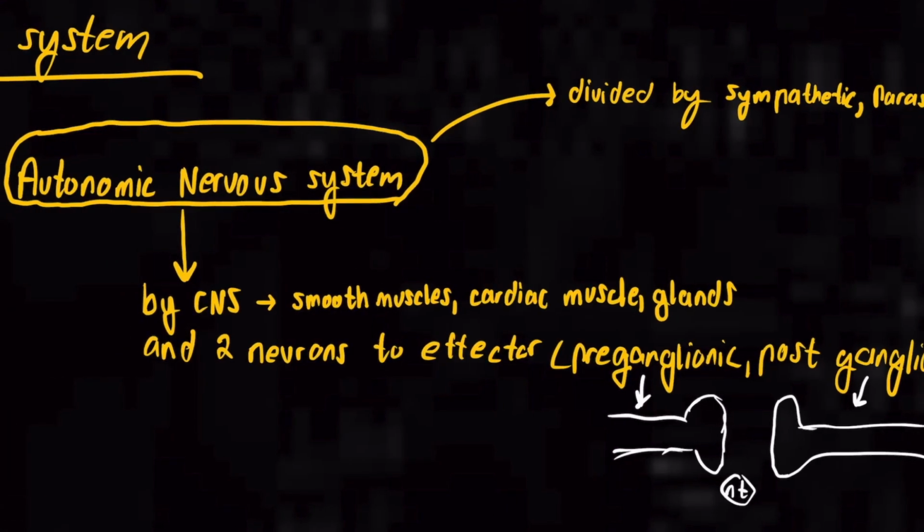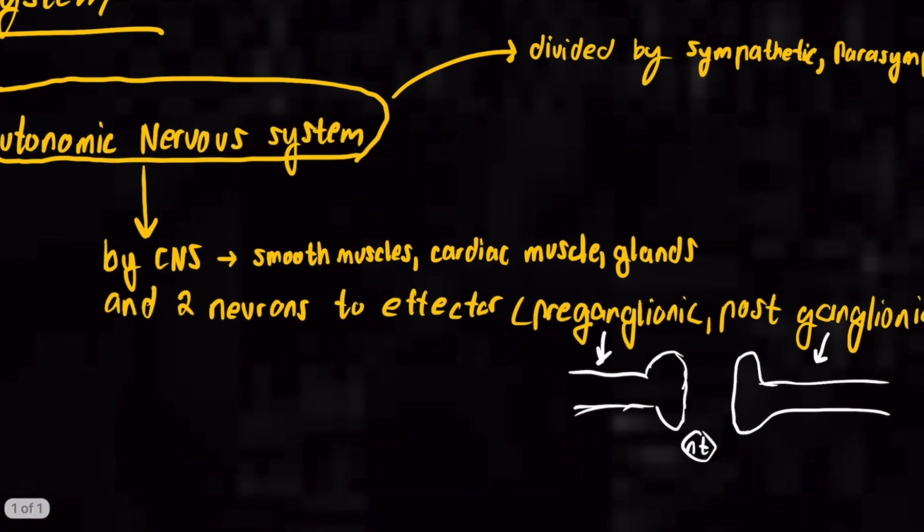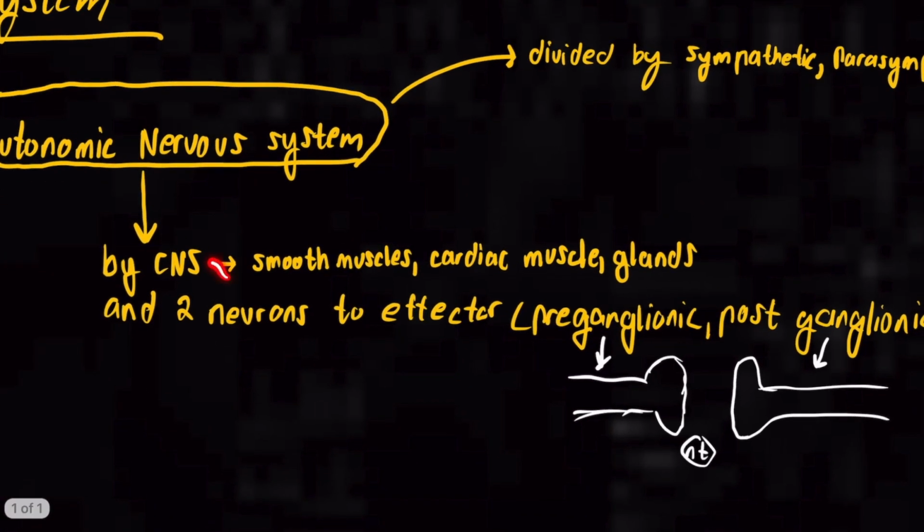Hello, class. Today we will be looking at the autonomic nervous system, specifically the sympathetic component of the autonomic nervous system. So, the autonomic nervous system is responsible for basically innervating signals from our central nervous system, so our brain and our spinal cord, to our smooth muscles, cardiac muscles, or glands. And this works by having two neurons.